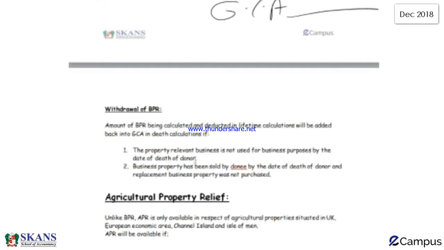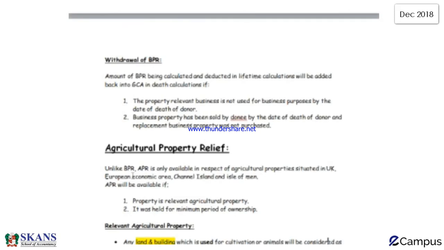The other reason why BPR needs to be added back or withdrawn in the death calculations is that the donee had sold the property before the date of death of the donor and did not replace it with relevant business property. So if either of the 2 happens, you must add back the BPR you calculated in the lifetime calculations. Well, the next relief out of the 9, we said we are done with 8.